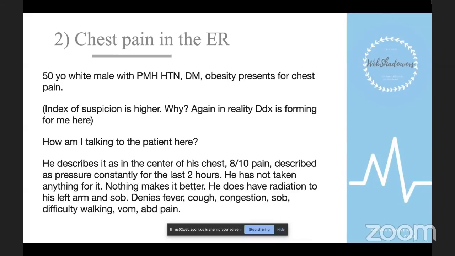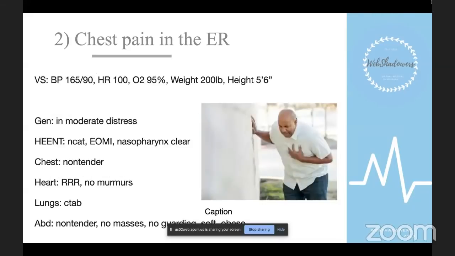Again, denies fever, cough, congestion. He denies shortness of breath, sorry, I said short breath. Difficulty walking, vomiting, abdominal pain. Vitals: blood pressure's a little bit up, 165 over 90. Heart rate's a little bit up, not quite tachycardic, but up there. O2 sat's fine. Again, obese patient like we saw. This is what this guy looks like. Very different from the other guy from his picture. This guy looks like he's having trouble.